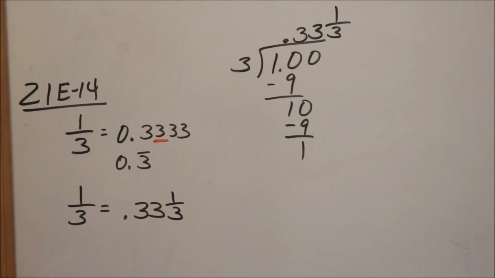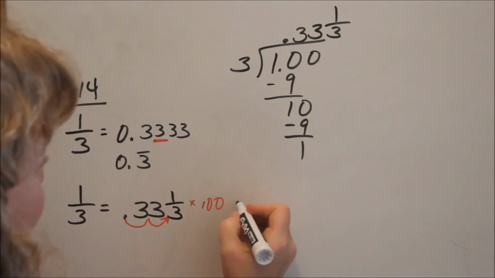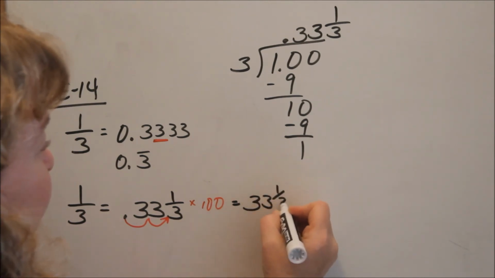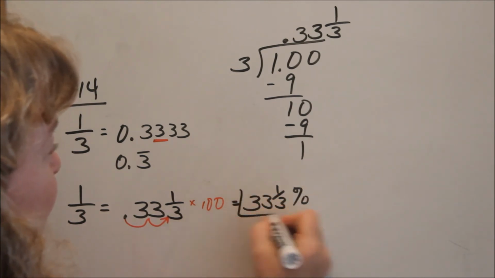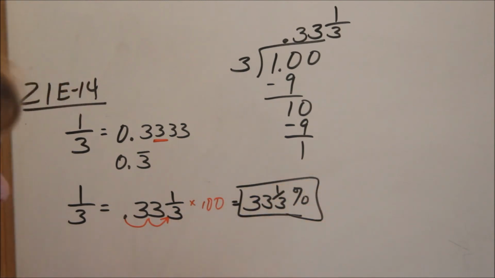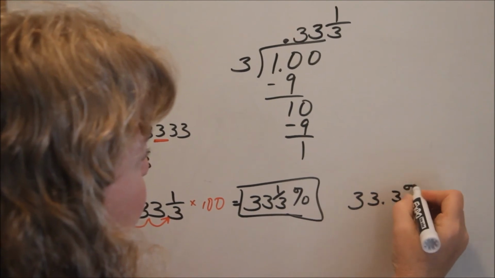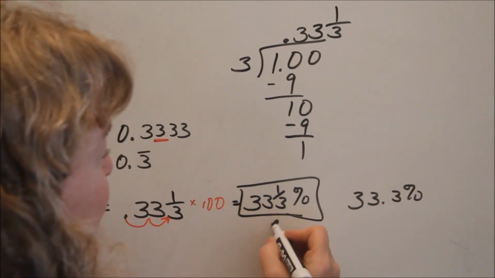Then to change it to a percent, you still multiply by 100, and when you multiply by 100, it moves your decimal place 2 times to the right. If you don't believe me, you can do it in your calculator. So then that becomes 33 1/3%, which in decimal would be 33.3%. But the book is going to put it this way.